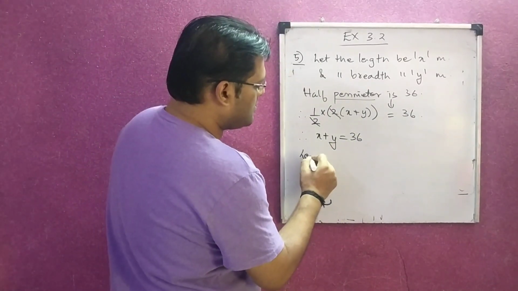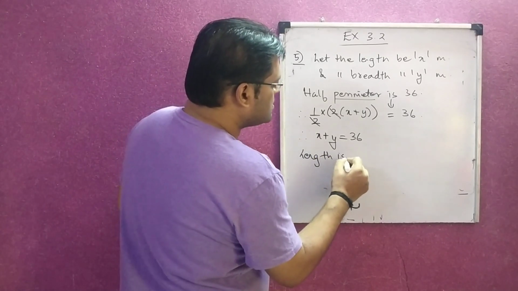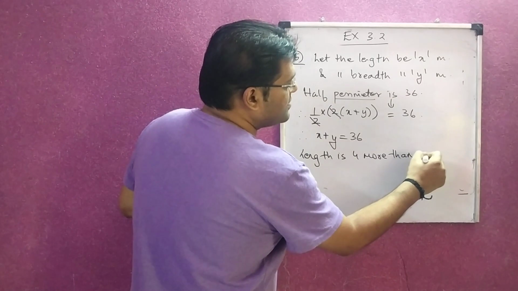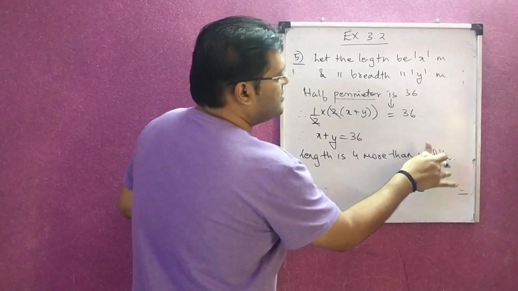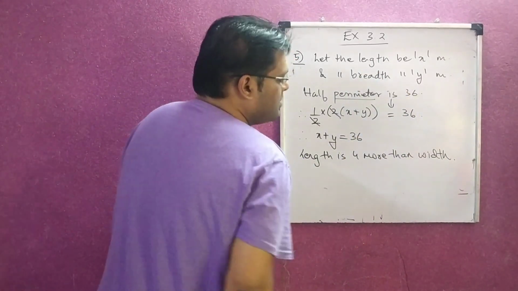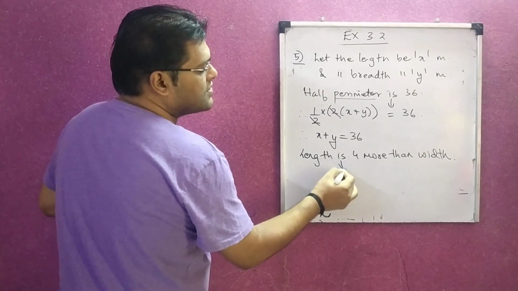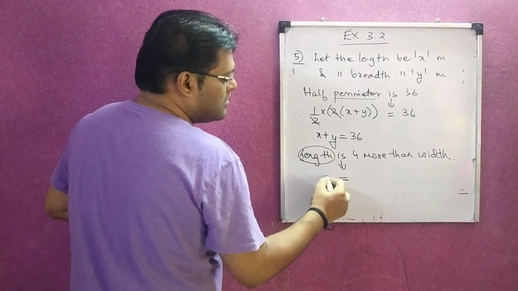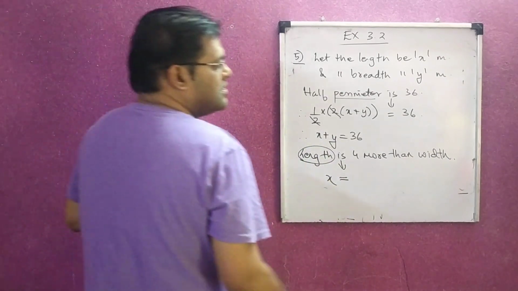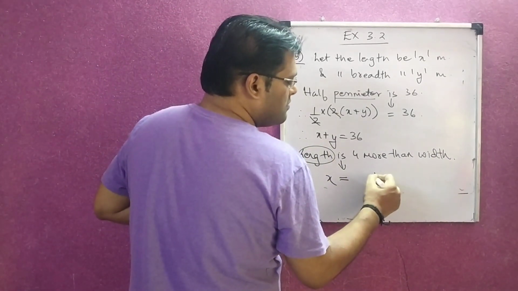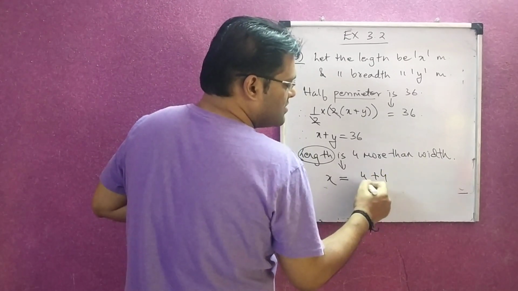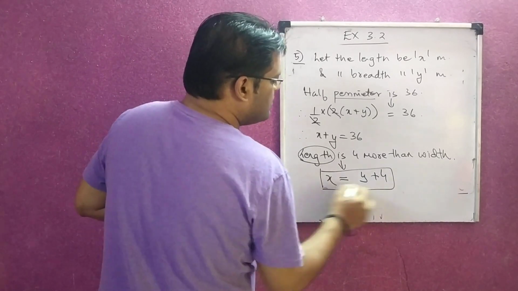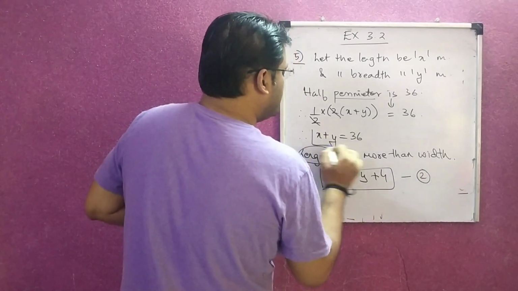Then length is 4 more than width. Width means the breadth, right? So once again, we put an equal to sign. What is length? Length is x, right? 4 more, plus 4 than what? Width. So x is equal to y plus 4. So using these two equations, you have to find the dimensions.